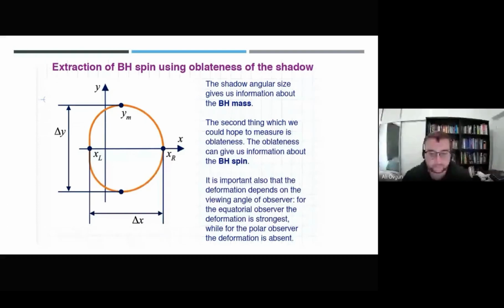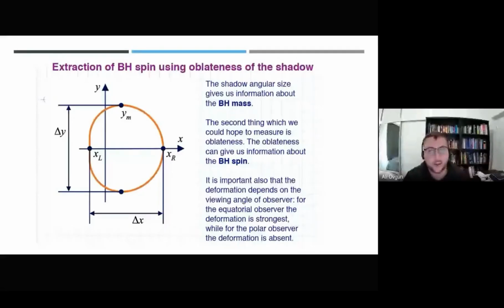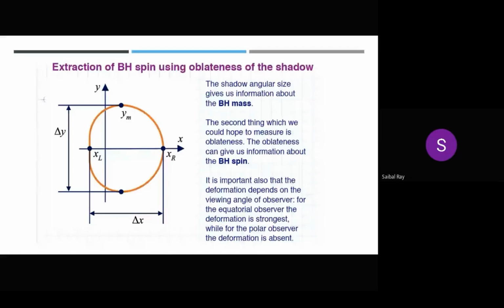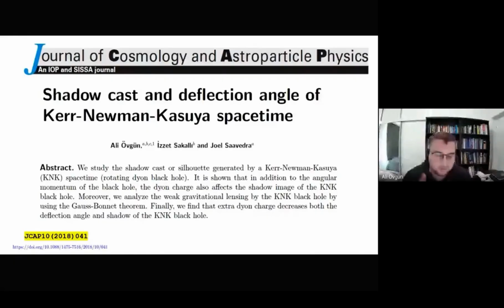So for the equatorial observer the deformation is strongest, while for the polar observer this deformation is absent. After that, we applied these shadow calculations to the Kerr-Newman-Cassius spacetime with my collaborators, and we looked at the effect of the dyon on the shadow.